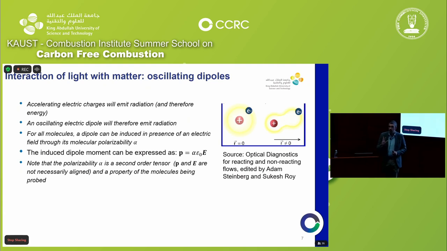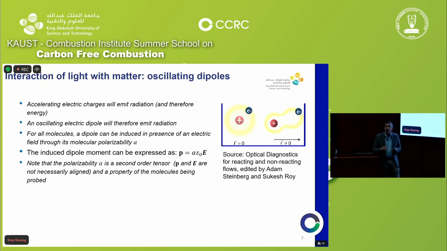Okay? This is what we're after. This is the principle behind infrared spectroscopy. If you have a molecule that has an intrinsic dipole and oscillates, because, for example, it's thermally excited, it will emit radiation, in particular in the infrared. This is what Professor Adam was referring to as infrared spectroscopy.